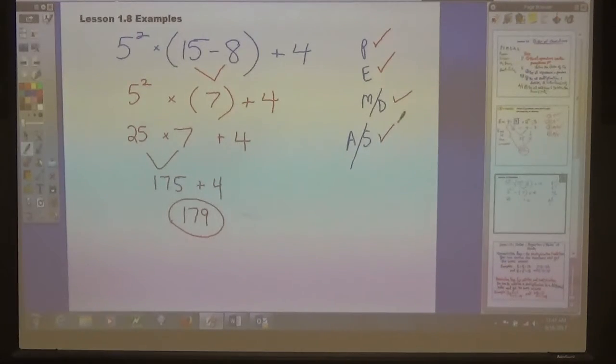Well, the trouble with that is you might forget about the 4. So you just have to be careful you don't forget about it.